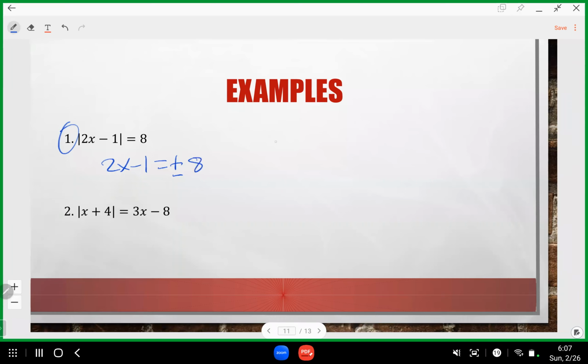So then after that, I subtract 1 to -8 and 8. So 2x is equal to -9 or 7. Are you sure about subtracting? I mean, add. And then that just means 2x is equal to 9 or -7.